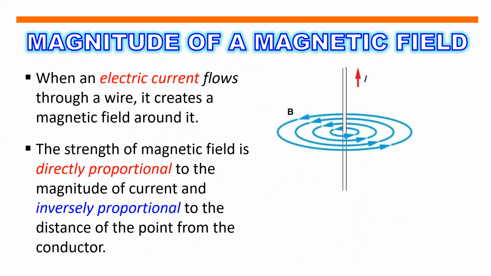So the strength of the magnetic field is directly proportional to the magnitude of current and inversely proportional to the distance of the point from the conductor. So halimbawa, meron tayong wire dito at yung ating current ay dun sa upward direction, merong nakikreate na magnetic field around dun sa ating wire.